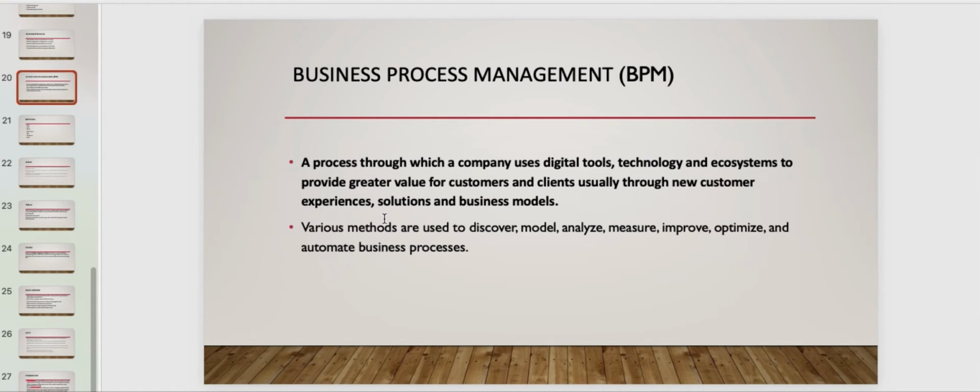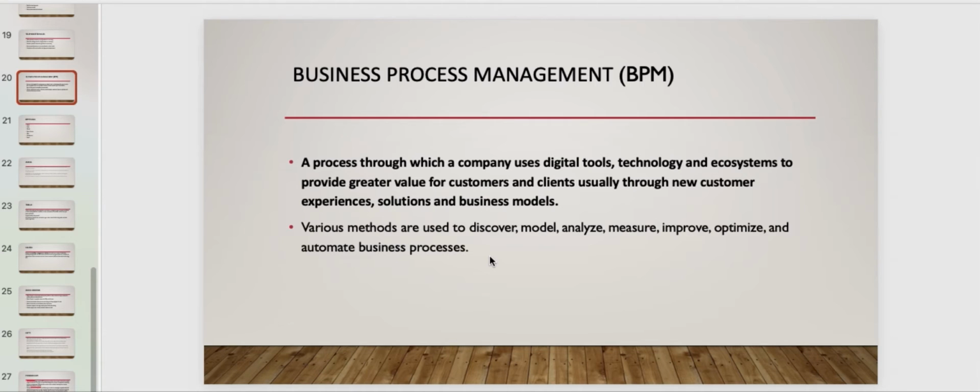Business process management is a discipline in which people use various methods to discover, model, analyze, measure, improve, optimize, and automate business processes, right? Any combination of methods used to manage a company's business process is what is called business process management. It's a process through which a company uses digital skills, technology, and ecosystem to provide greater value for customers and clients, usually through new customer experiences, solutions, and business models.